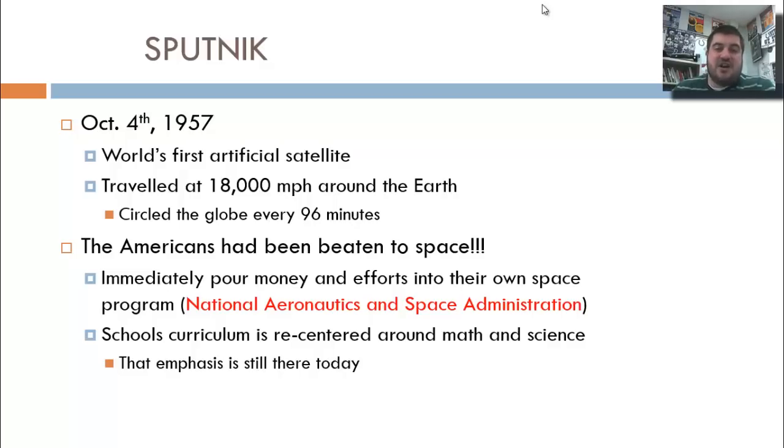But we immediately begin to pour money and effort into our own space program called NASA, or the National Aeronautics and Space Administration. And schools, which were before that emphasized being a good citizen and a part of America, social studies, they now are recentered around math and science because we have to create little scientists to beat the Russians at their own game. And that emphasis is still there today around math and science.